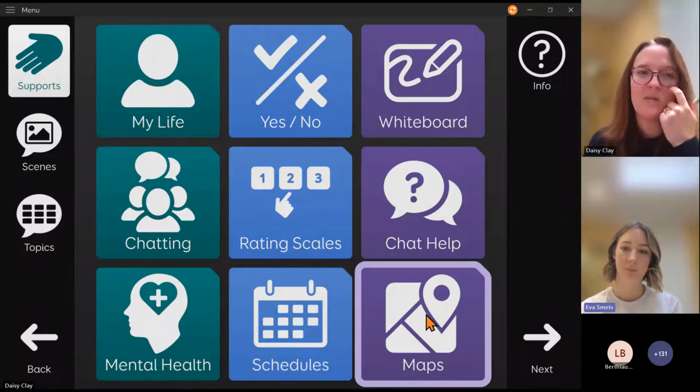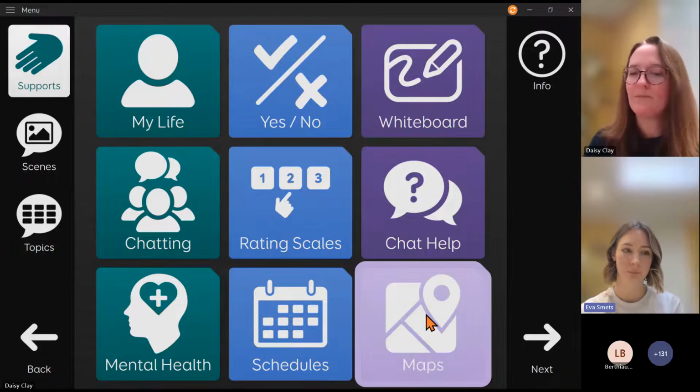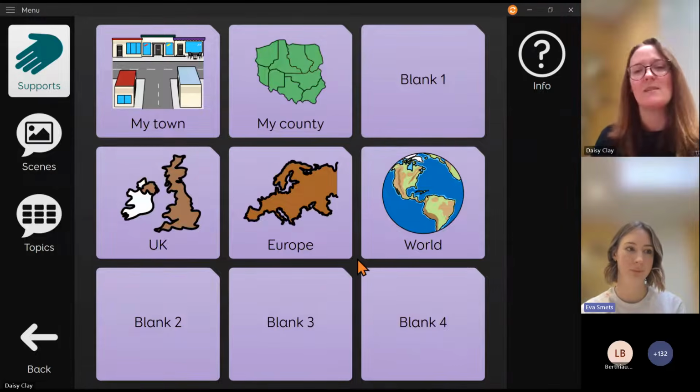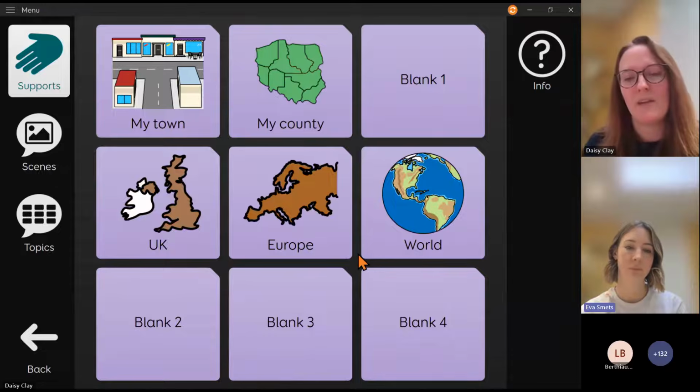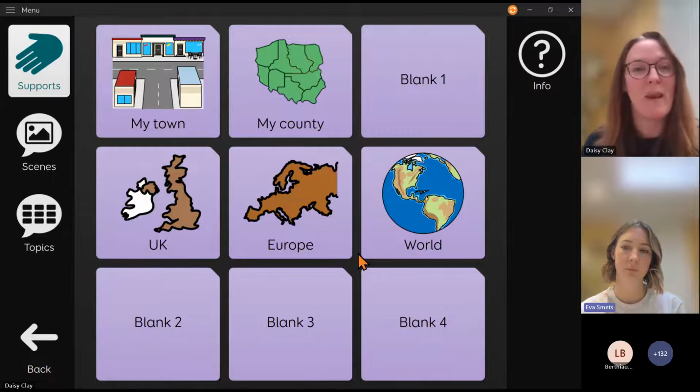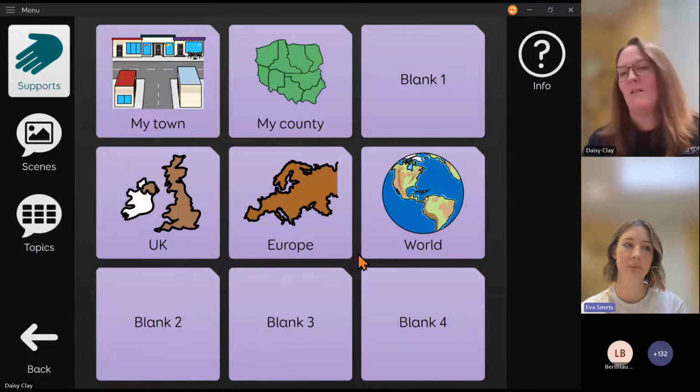So the next section we've got in supports is maps. This again is something that's just been really helpful and evolved through our user testing and work with experts, that having visual supports for talking about places has been really helpful. Often the names of places can be really difficult to remember, and just being able to have a conversation about where you've lived, where you've travelled, where you'd like to travel.